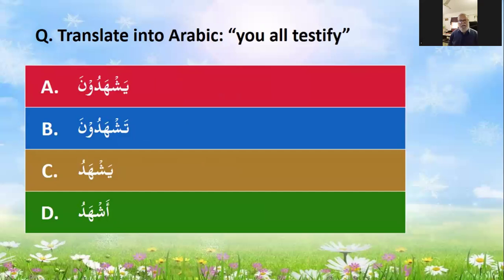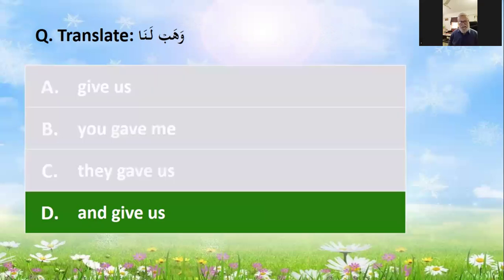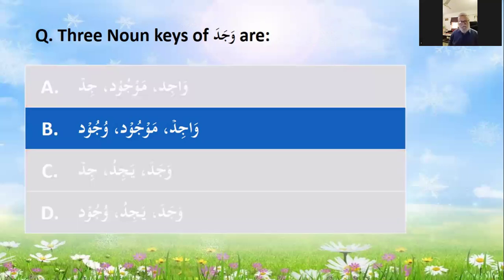You all testify. Yashhaduna, tashhaduna, yashhadu, ashhadu. B. Tashhaduna. Wahab lana: give us, you give me, they give us, and give us. A, B, C, D. Wahab lana. He gave us. And give us, because waw is there. Wajada, the three verb keys are wajid, mawjud, wujud. B. Wajid, mawjud, wujud.